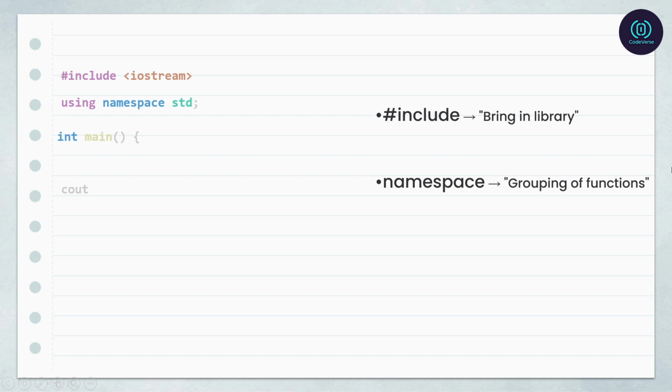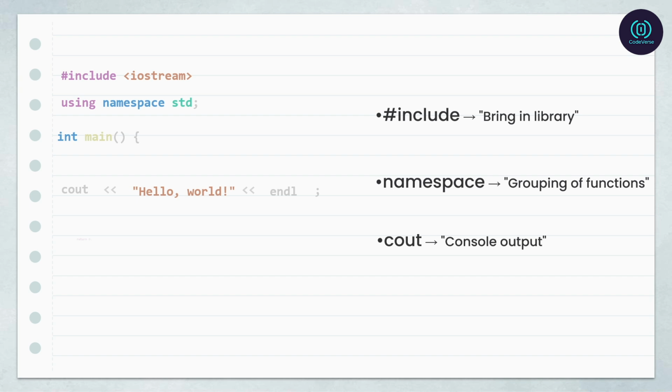Let's break this down. Cout equals console output, from iostream. The insertion operator equals, send this to the output stream. Hello, World. Equals a string of text to display. Endl equals end the line, like pressing enter. It also flushes the output buffer, which is important in some situations.